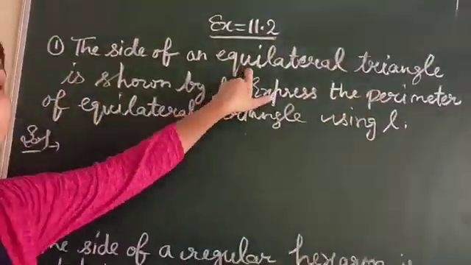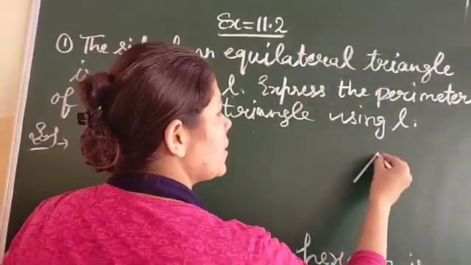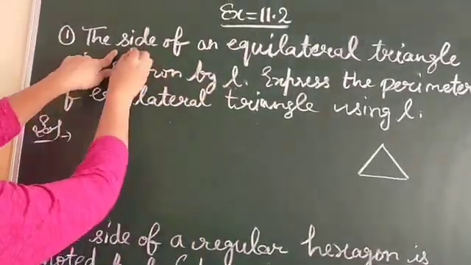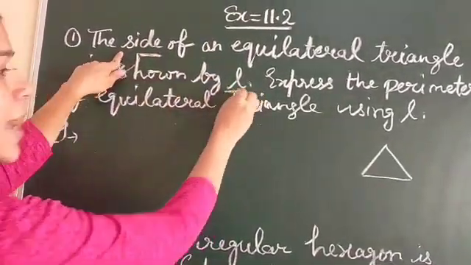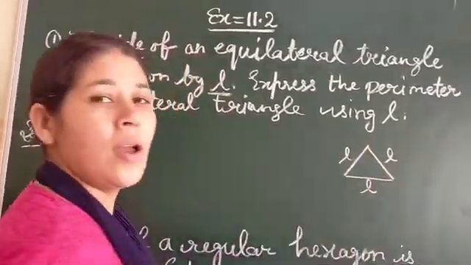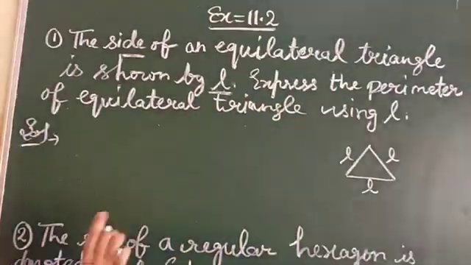Now you know what an equilateral triangle is. In an equilateral triangle, all sides are equal. This is an equilateral triangle and the side is given. He is saying the side of an equilateral triangle is L. If this is L, then these two sides will also be L. Now you have to find the perimeter of the equilateral triangle.